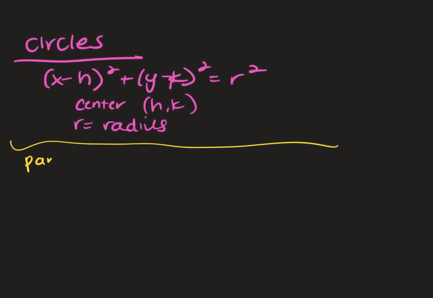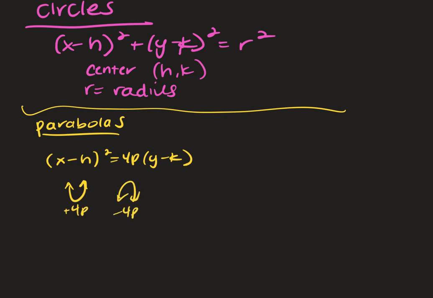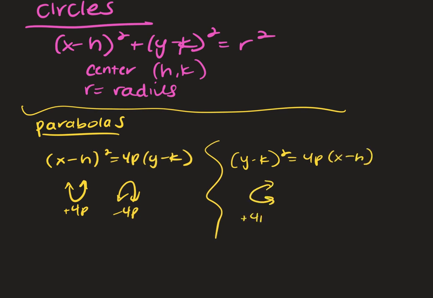Then came the parabolas. Well, the parabolas in standard form, because we did parabolas in general form at the beginning of the year. And these you had two kinds. If it was up or down, then it was an x squared. So it was (x minus h) squared equals 4p times (y minus k). And that parabola either opened up if it was a positive 4p or down if it was a negative 4p. And then (y minus k) squared equals 4p times (x minus h). It opens to the right for a positive 4p, to the left for a negative 4p.